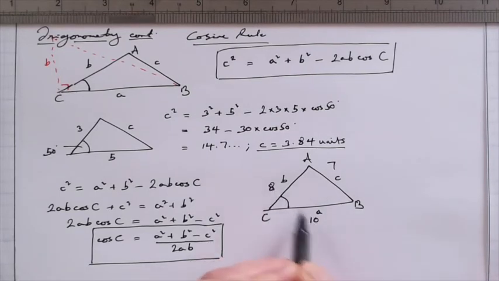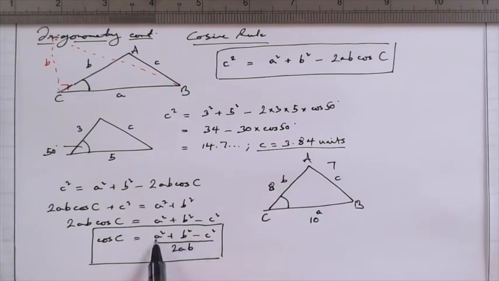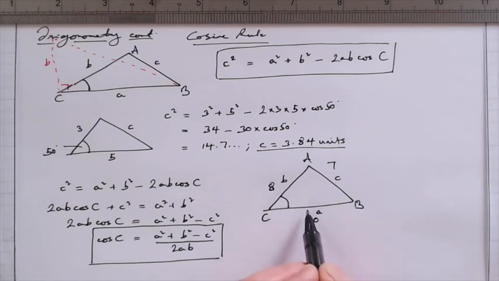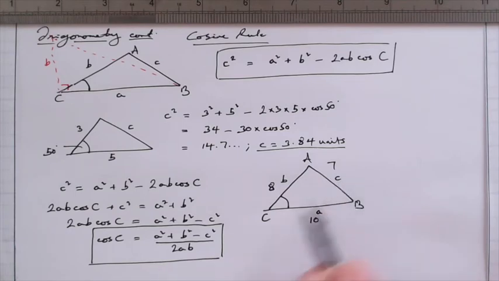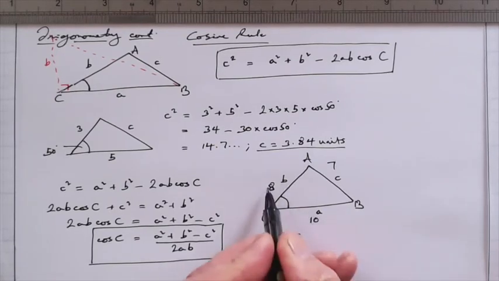right, these are my 2 adjacent sides. These are going to play the role of a and b in this formula. So it's the adjacent sides to the angle that you're after that you're going to add the squares of and divide by twice the product of. The opposite side only appears once with its square subtracted. So cosine of C then will be the sum of the squares of these 2.